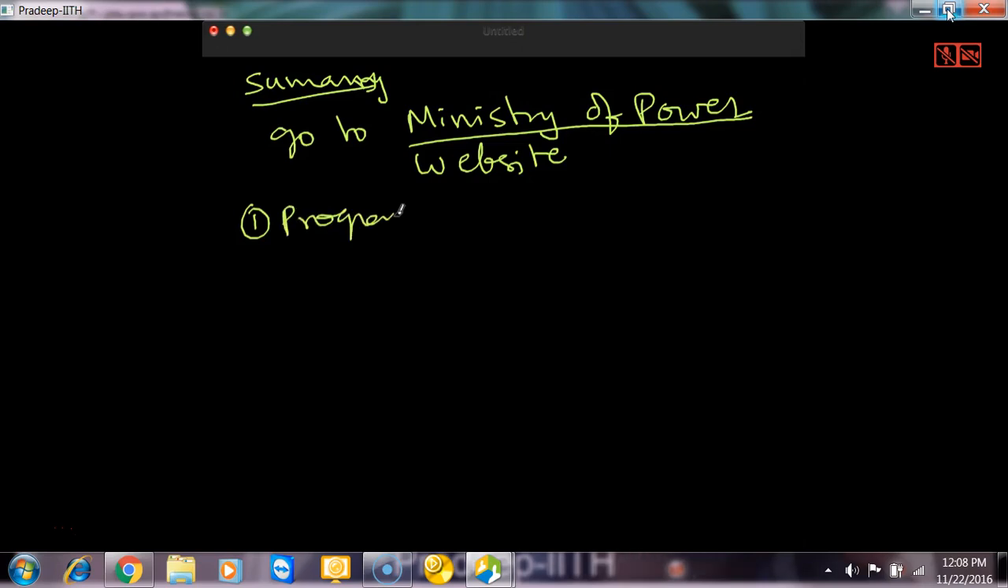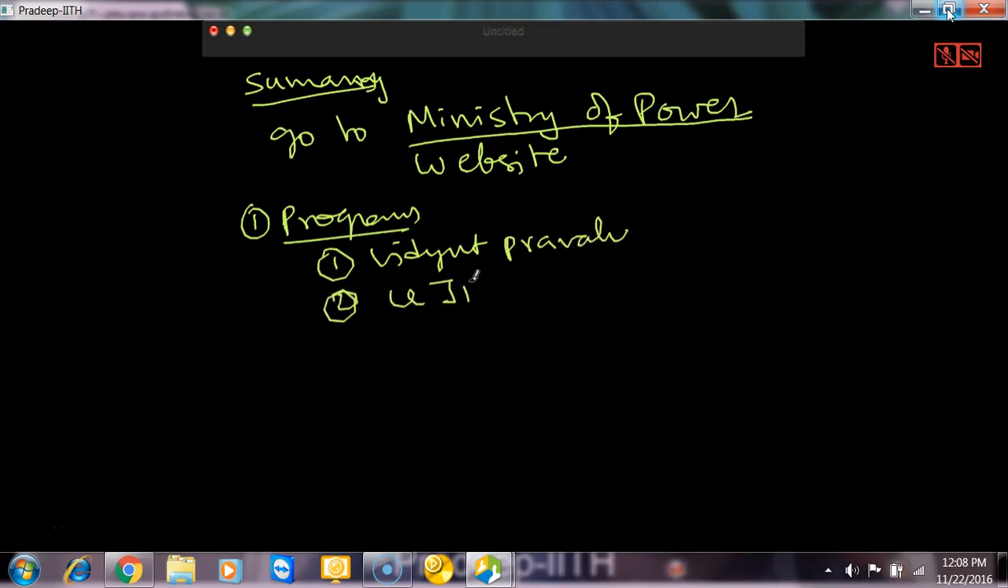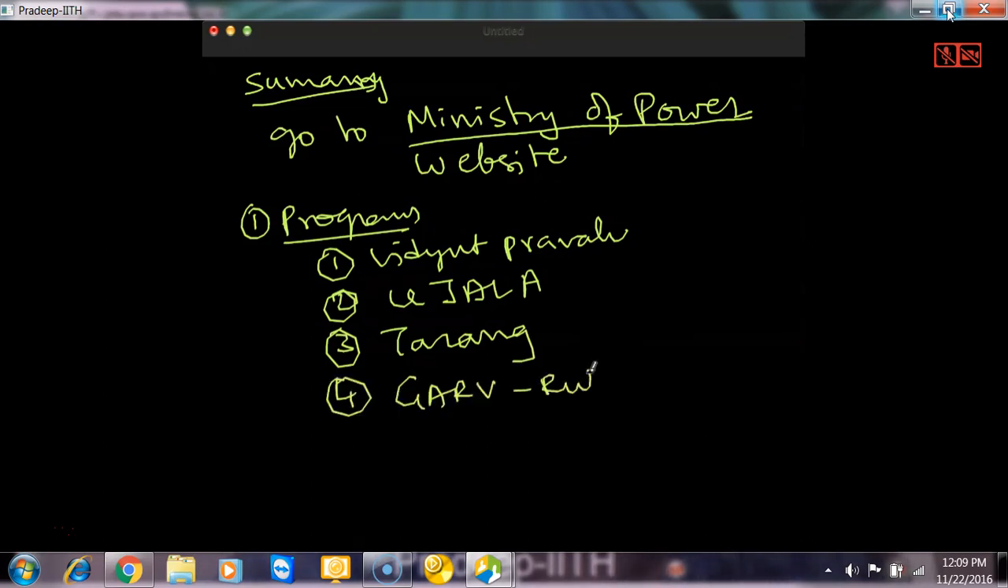One is JNTUK MOOCs, the second one is Ujala, the third one is Tarang, and the fourth one is, what is it called? GARV, I think. This is the rural electrification. A lot of information you can find on this particular website. This is the first thing you can try.